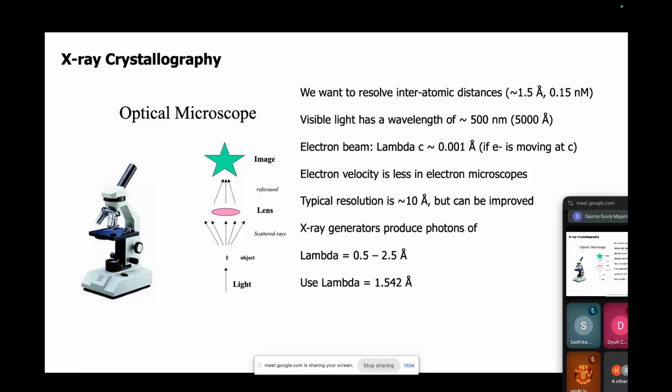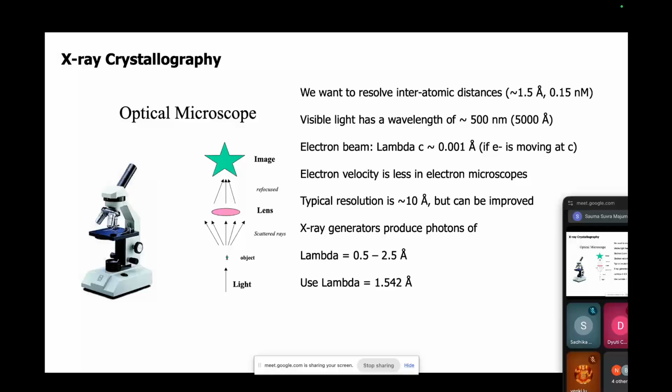In some cases, there are specialized electron microscopes which can do this, but again, for these cases, I think we need specific equipment. The typical resolution is around 10 angstrom, but again, I think right now, state of the art, we are at a much better place than this 10 angstrom.